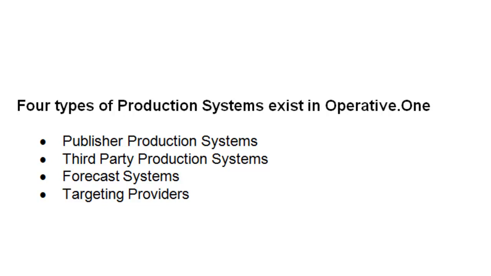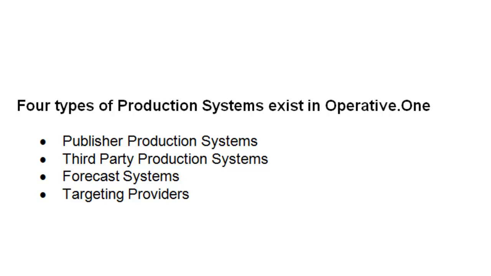A third-party production system is specific to digital. These are third-party ad servers that deliver the creative and track delivery of ads. For more information regarding third-party production systems, see the third-party production system item in the Quick Start guide. A forecast system predicts when advertising can be delivered in the future.